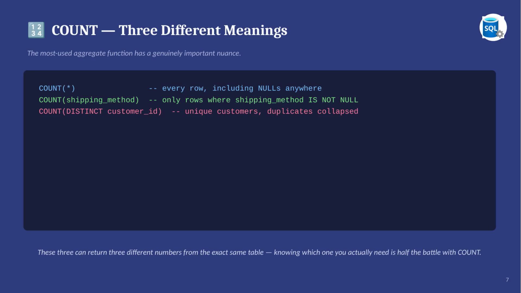Let's look more closely at COUNT, because it actually has 3 genuinely different meanings depending on exactly what you put inside the parentheses. COUNT(*) counts every row, including rows where other columns might be null. COUNT of a specific column, like shipping_method, only counts rows where that particular column is not null, skipping any blanks. And COUNT(DISTINCT customer_id) counts unique customers, collapsing duplicates down to 1 each. These 3 can return 3 completely different numbers from the exact same table, and knowing which one you actually need is honestly half the battle with COUNT.